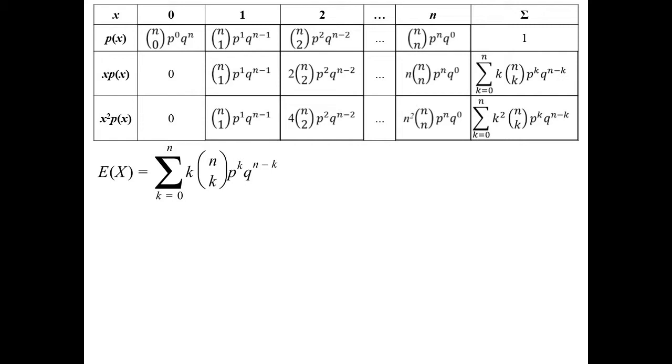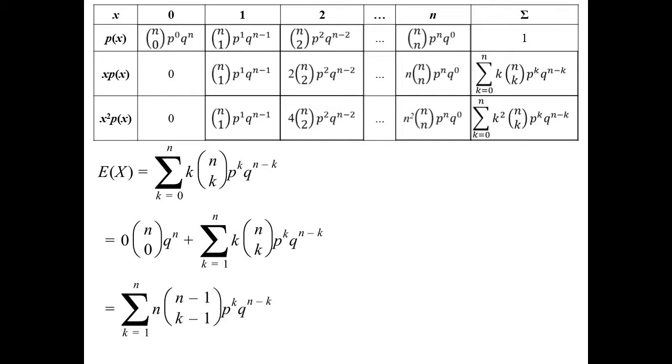We would end up with the sum of the general term, which would be k, nCk, p to the k, q to the n minus k. Now, I know that very first term obviously is going to be 0, because when you sub in 0, 0 times nC0 is going to be 0. So I'm left with just the sum from 1 to n of k nCk.